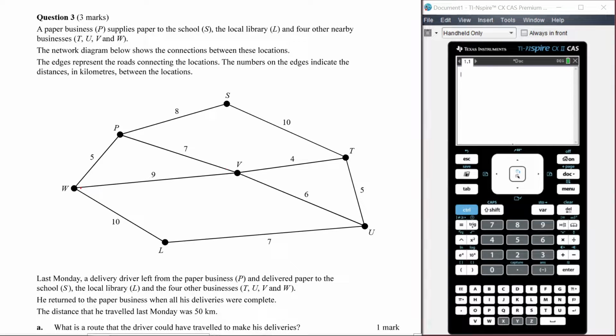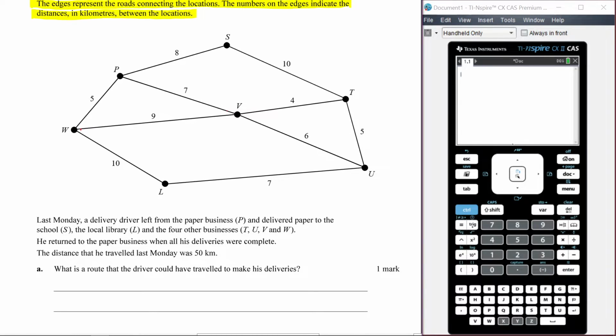All right, let us answer this question here. It says a paper business, P, supplies paper to the school, the local library, and 4 other nearby businesses, T, U, V, W. The network diagram below shows the connections between these locations. The edges represent the roads connecting the locations. The numbers on the edges indicate the distance in kilometers between the locations. So here it is right here.